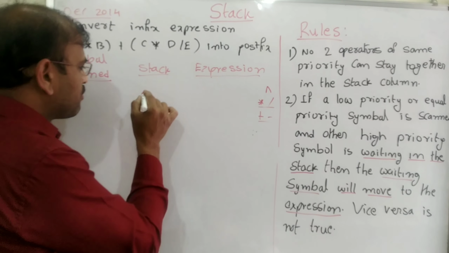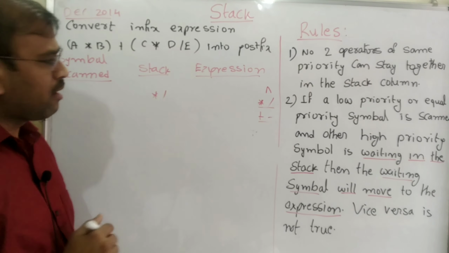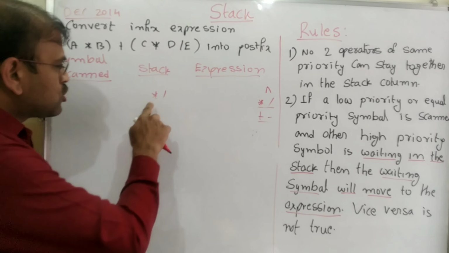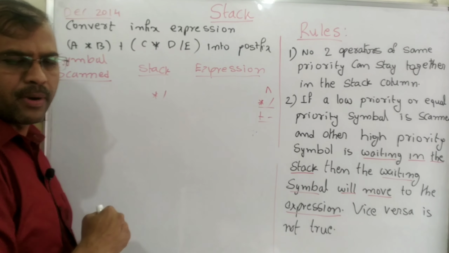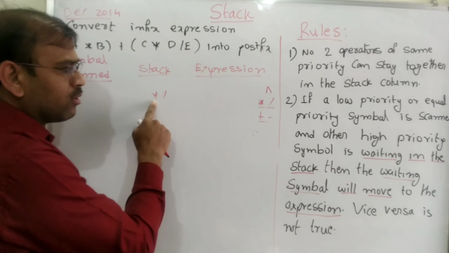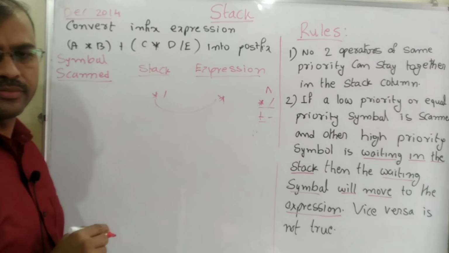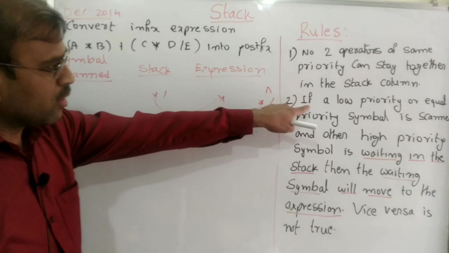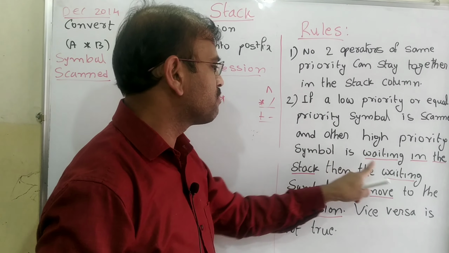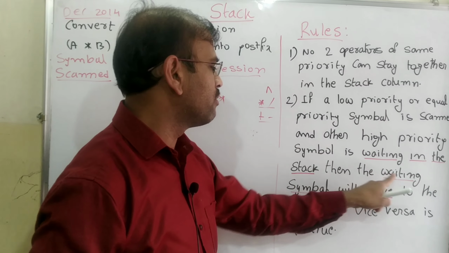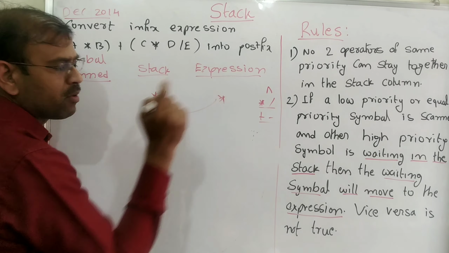For example, here multiplication and division are there. These two are the same priority operators. So in this case, what are we going to do? Whatever symbol has come first will move to the expression. If a low priority or equal priority symbol is scanned, then the high priority symbol waiting in the stack, that waiting symbol, will be moved to the expression. Whatever the first waiting symbol is, it moves to the expression.